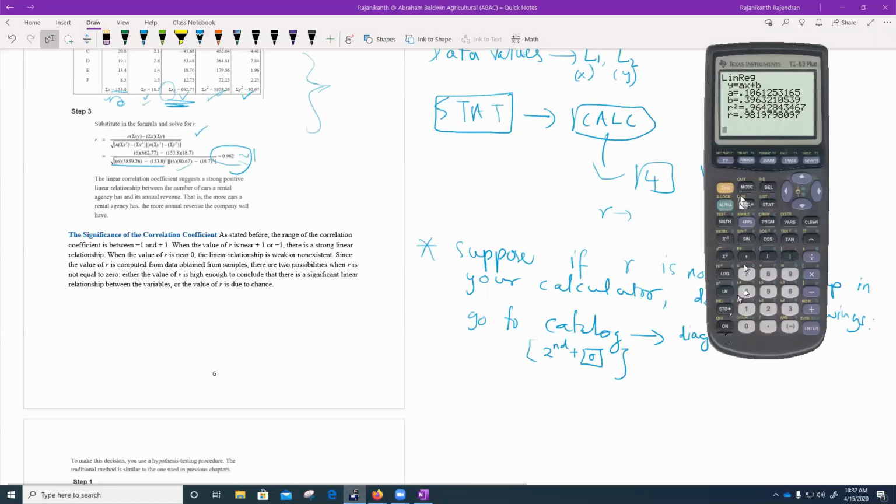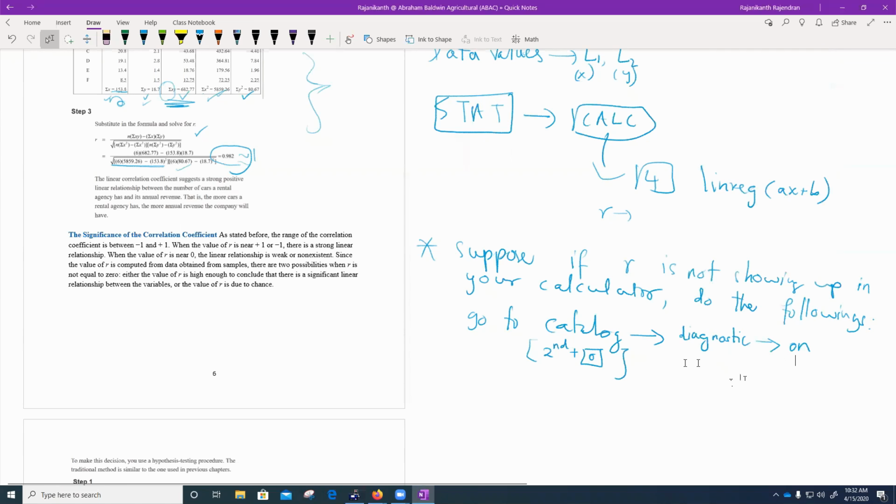So go to the catalog, second with zero. You will have a bunch of functions here. So move your cursor down all the way to the diagnostic, letter D. So you have to make the diagnostic on, then enter one more time. That's it. You are done. Now go back and check the procedure. You should get a little R. Yep, good to go. Yeah, you are getting it right. Yes, sir. Very good. So that's the way to find little R.